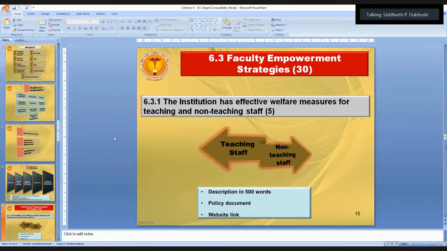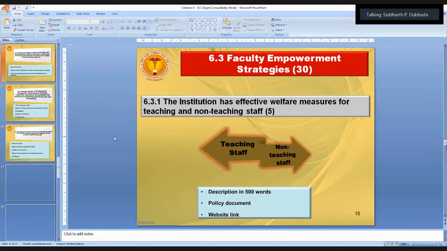When I talk of faculty empowerment strategies, the question is whether the institution has effective welfare measures for teaching and non-teaching staff. Separately, this is a descriptive one, but when you say you have a facility, the PhDs when they come will be looking into actually these facilities. So when you enlist, please see to it that you have it actually on ground.